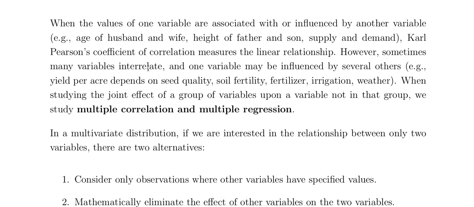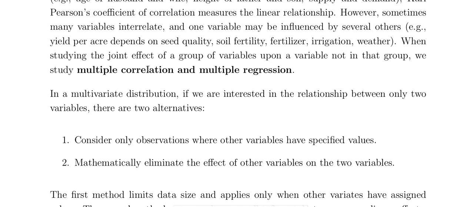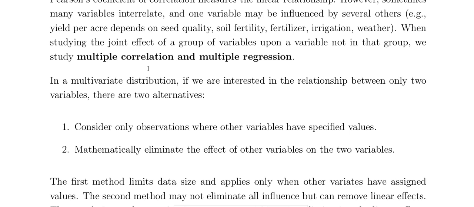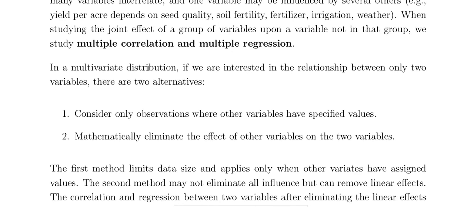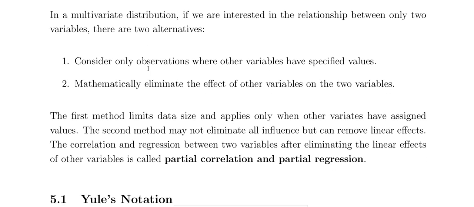When studying the joint effect of a group of variables upon a variable not in that group, that is the study of multiple correlation and multiple regression. So that is called multivariate distributions. If you are interested in the relationship between only two variables, there are two alternatives. Consider only the observations where the other variables have specified values, or mathematically eliminate the effect of the other variables on the two variables.